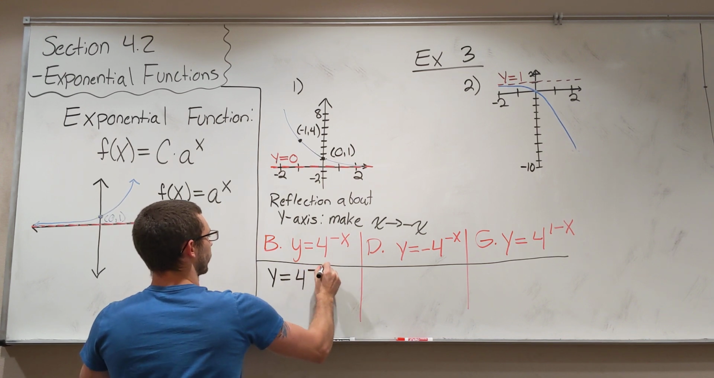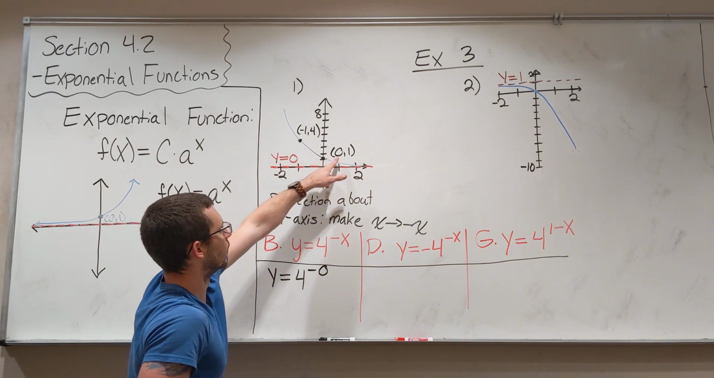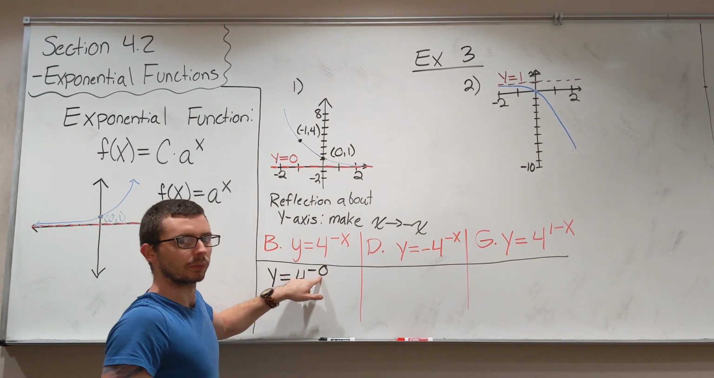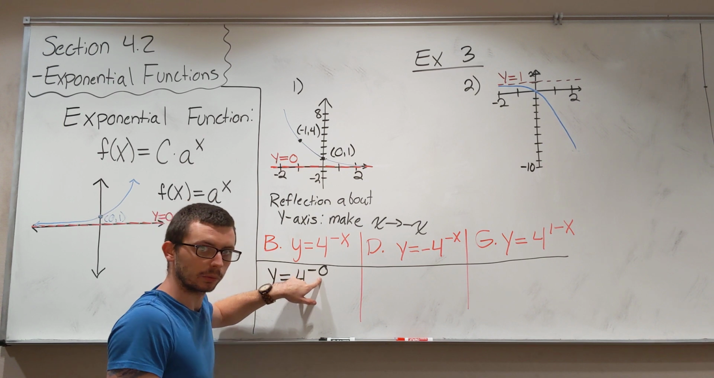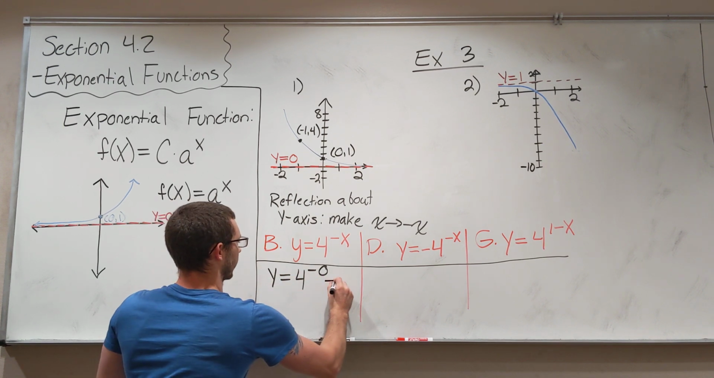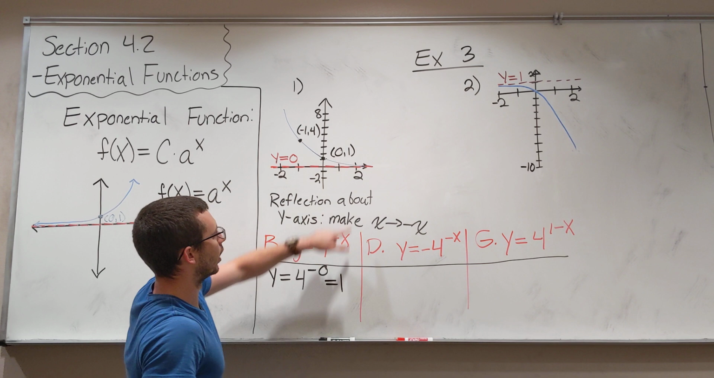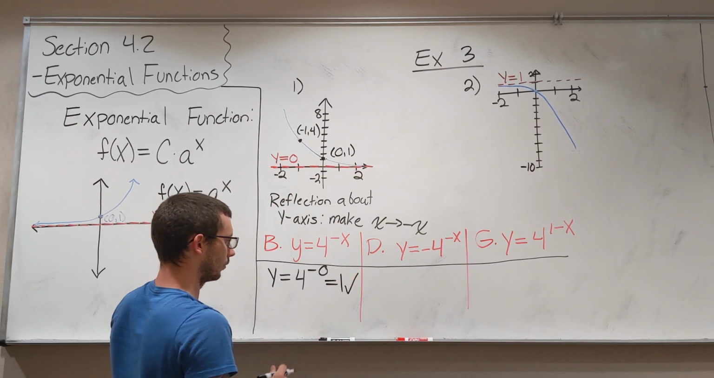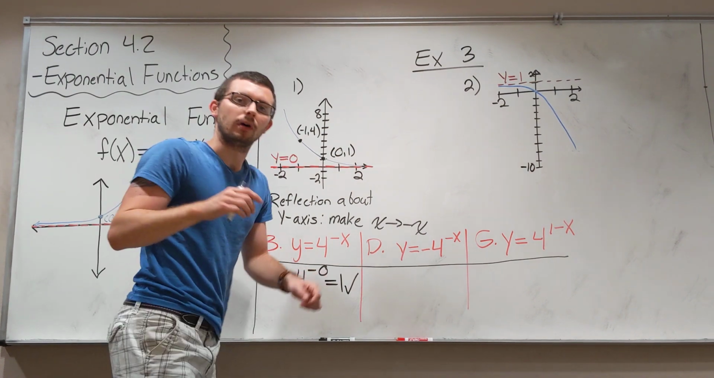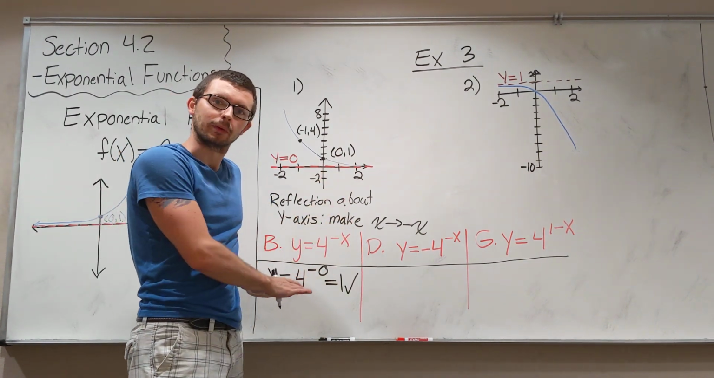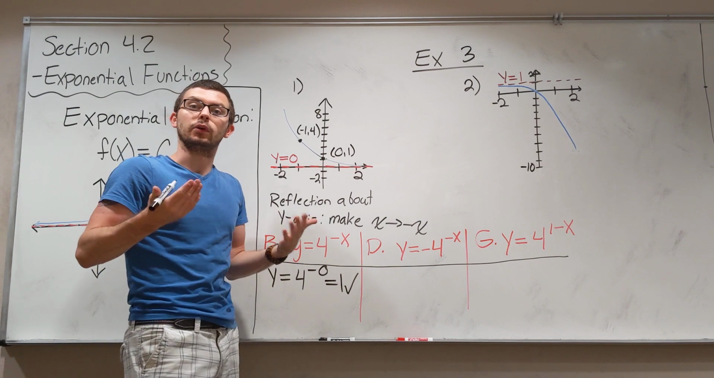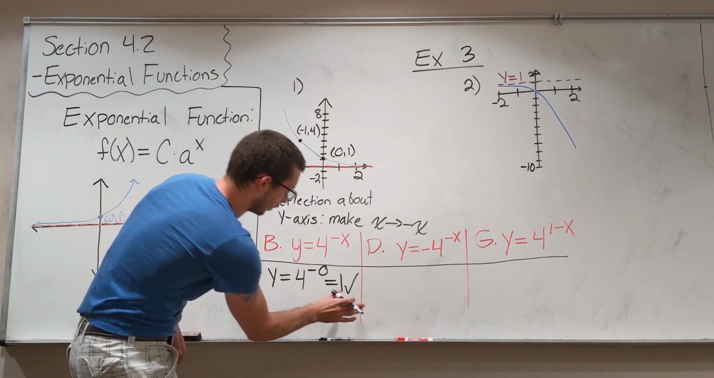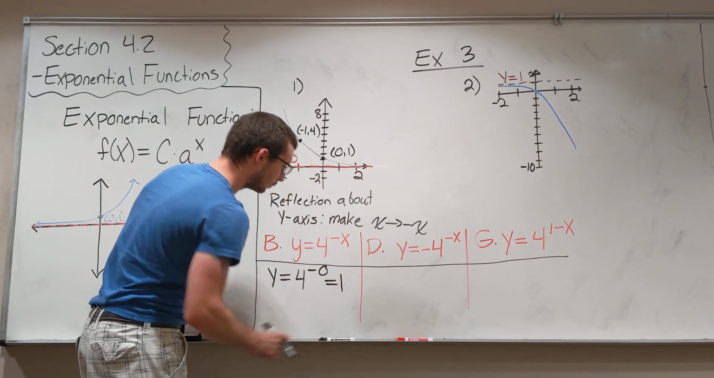So if we plug in 0 for x, then we get 4 to the -0. Of course, -0 is just 0, and 4 to the 0 is 1. And we got 1, which does correspond to this 1. So we're good so far. This doesn't mean it's the right answer. It just means that we don't narrow it out. We don't get rid of it quite yet. So far this is good.